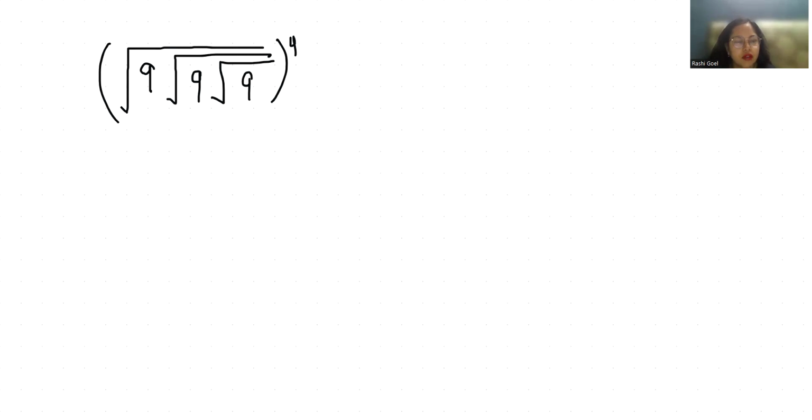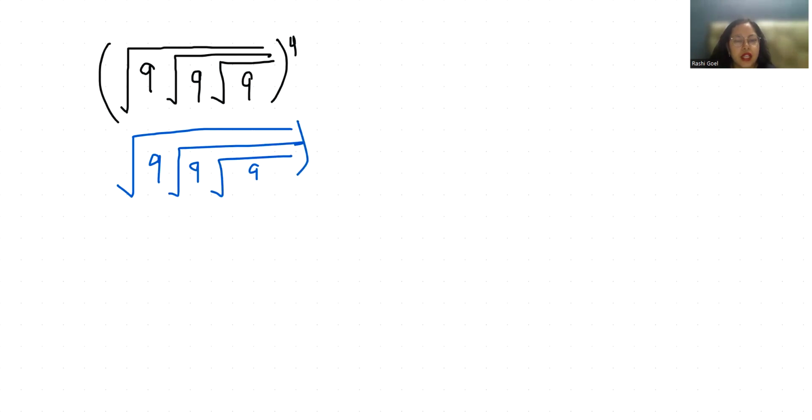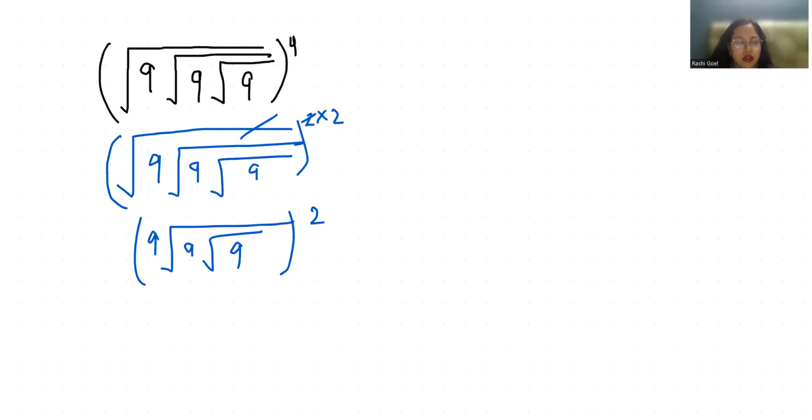So the square root of 9 times the square root of 9 times the square root of 9, whole power 4, we can write as power 2 times 2. And with the help of this 1, 2, this square root removes. So 9 under the square root, 9 under the square root, 9 whole square. So 9 square is 81. And with the help of this, the square root removes.